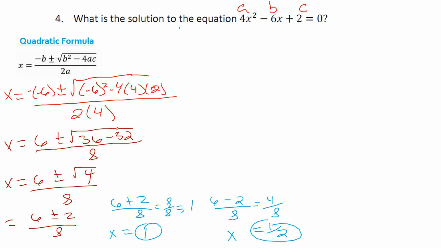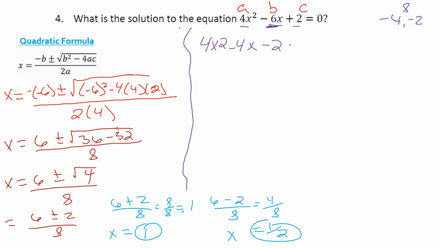I'm going to actually factor it. So if I factor it using the AC method, I multiply a and c. So 4 times 2 is 8. I find two factors of 8 that have a sum of -6, and those factors are -4 and -2. I'm going to replace that -4 and -2 for the -6x. So 4x squared minus 4x minus 2x plus 2. So as you can see, I replaced it here.